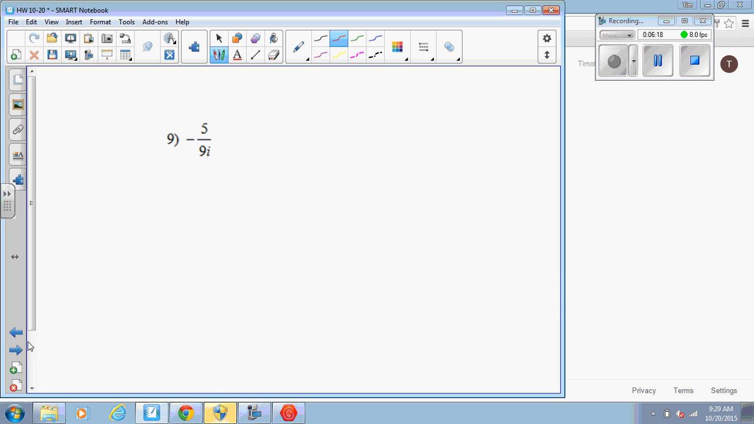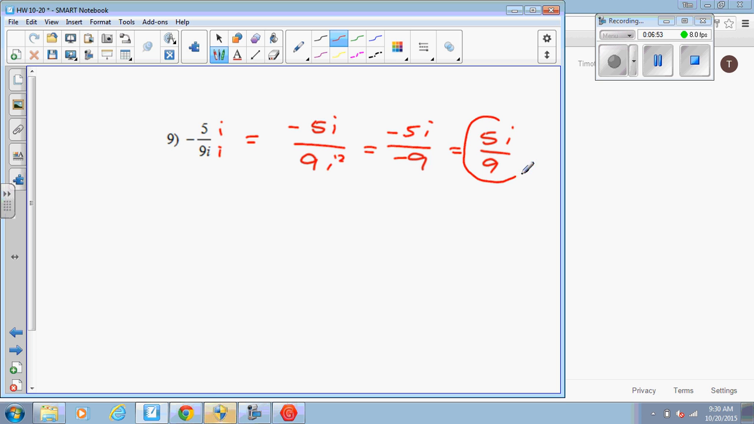And now we're going to do some stuff with fractions in it. Okay, we talk about not being able to have a square root in the denominator. Since i stands for the square root of negative 1, it has a square root. So to get rid of that, we simply multiply top and bottom by i. So the top is going to be negative 5i, and the bottom is going to be 9i squared. But i squared is negative 1, so negative 5i over negative 9, which is 5i over 9. And that would be the answer to that one.